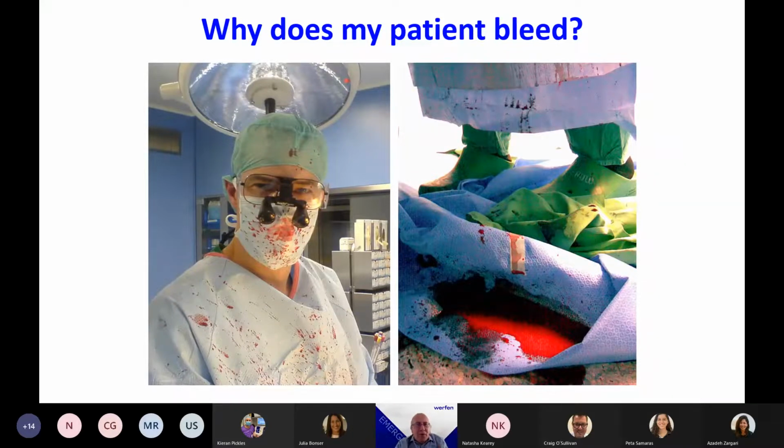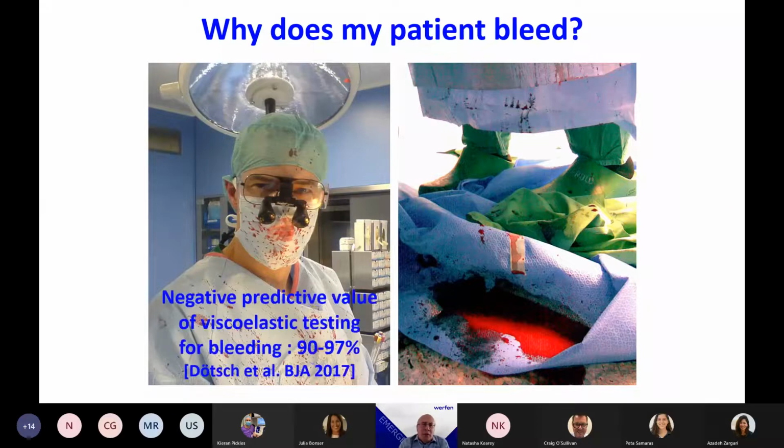And of course, we can also sometimes just look at the surgical field, or sometimes even at the floor. Usually I say when the blood comes up to the face of the surgeon, it's a surgical bleeding from a high pressure area. And when we have a blood on floor syndrome, it's more or less a waste of time to discuss if that's surgical bleeding or coagulopathic bleeding, because after some time, it's definitely a combination of both. But here we can use a quite high negative predictive value of viscoelastic testing for bleeding, which is between 90 and 97%. So what does negative predictive value mean?